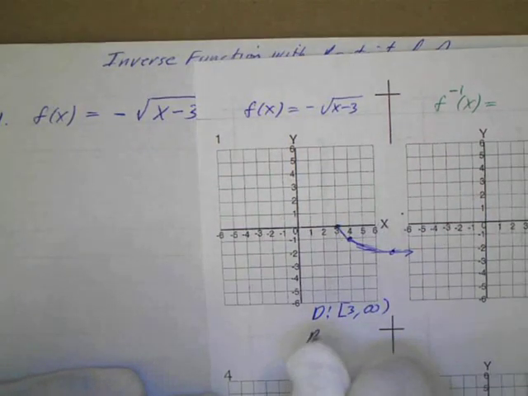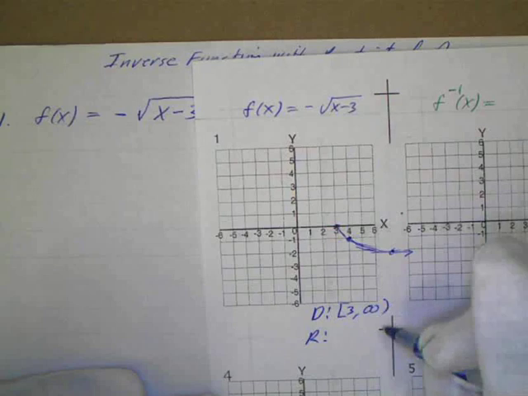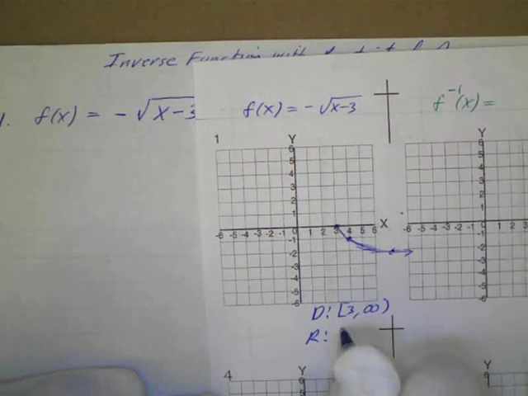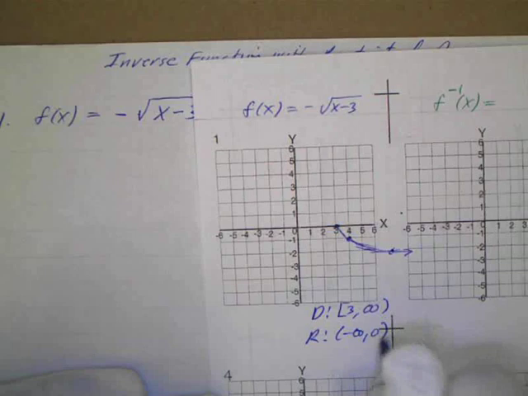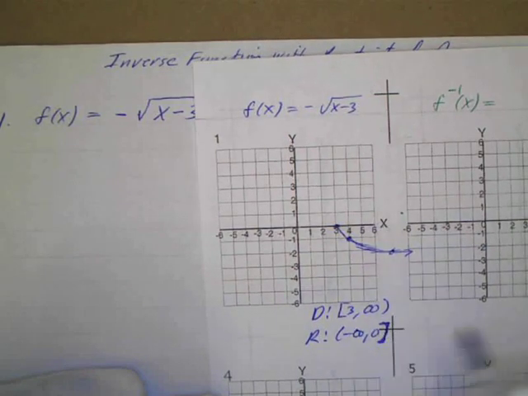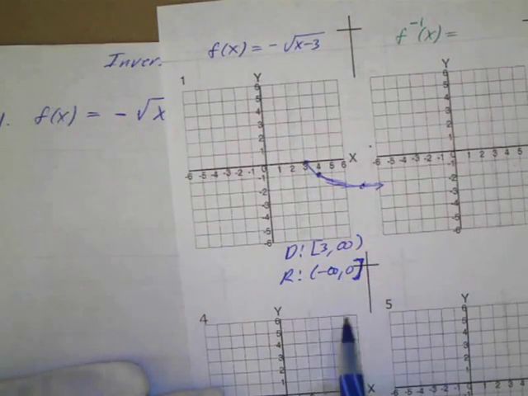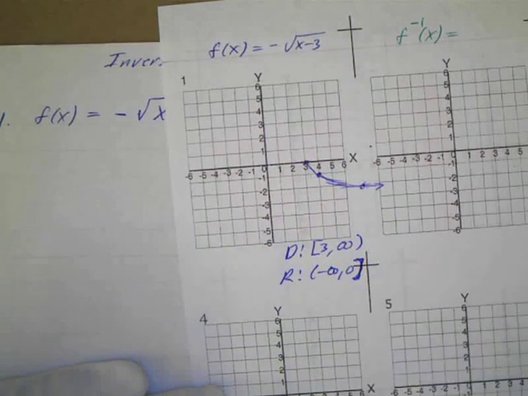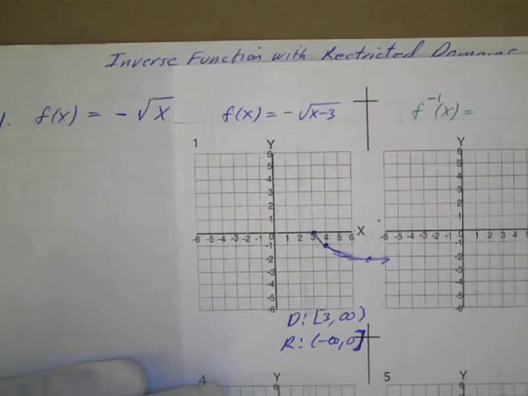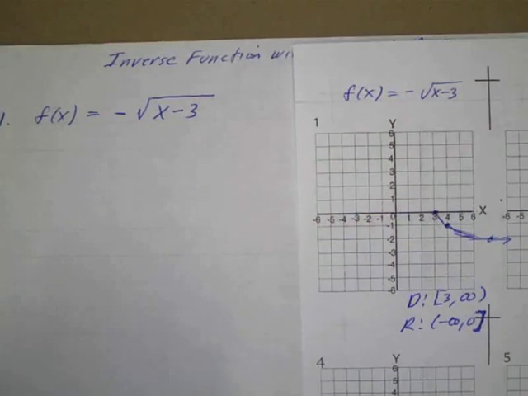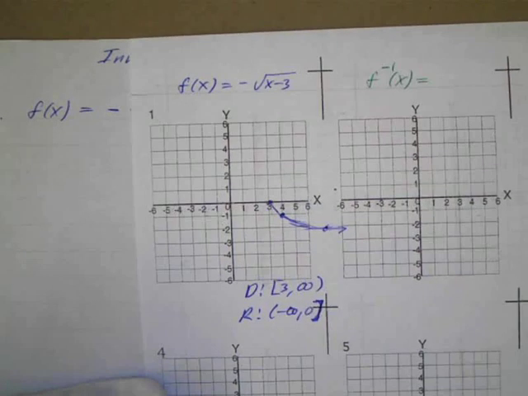And the range is going to be from negative infinity up to 0. So it's going to go from negative infinity to 0, and it'll be closed at 0. All right? So there's your domain and there's your range. Okay, I kind of went over this little T-chart I have on these particular graphs. Sorry about that.